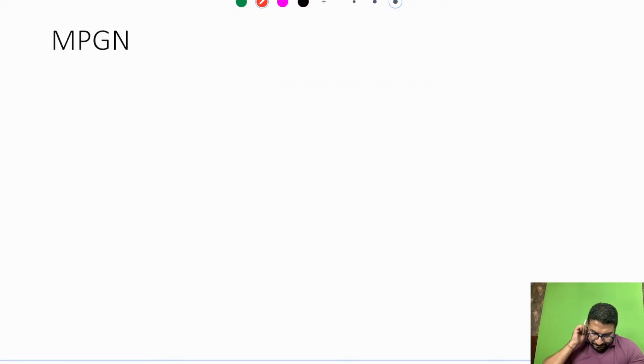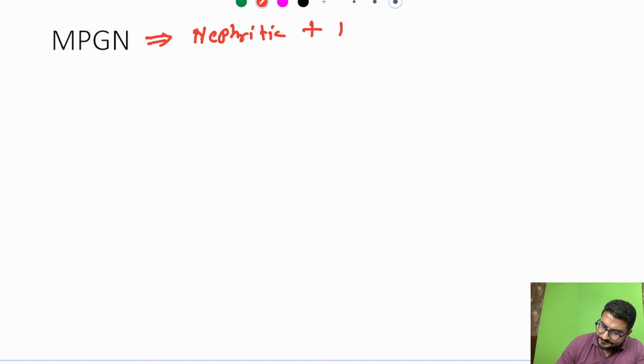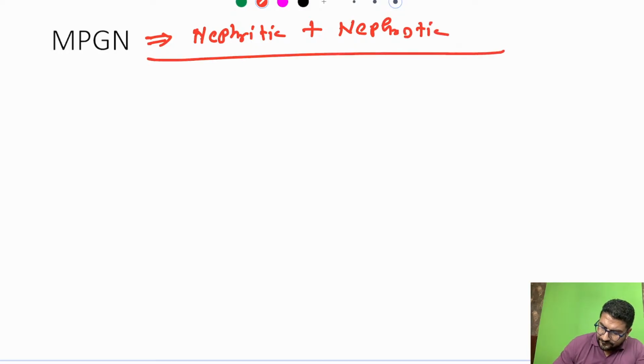Okay, now understand MPGN is a condition. It will have features of both nephritic and nephrotic syndrome. दोनों के फीचर होंगे. It will have features of both nephritic syndrome as well as nephrotic syndrome. So how can we differentiate this MPGN?